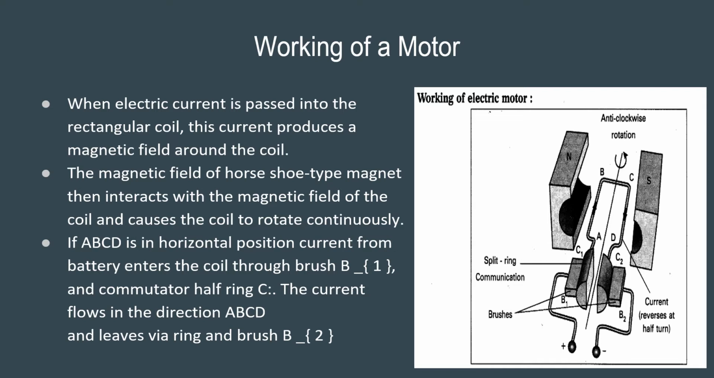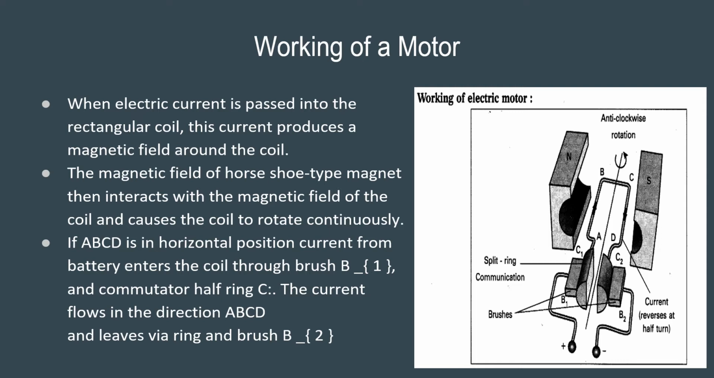Suppose that initially the coil ABCD is in the horizontal position as shown in the figure. On pressing the switch, current from a battery enters the coil through carbon brushes B1 and B2. The current flows in the direction ABCD and leaves via ring C2 and brush B2. In the side AB of the rectangular coil ABCD, the direction of the current is from A to B, as you see in the figure. And in the side CD of the coil, the direction of the current is from C to D, which is opposite to the direction of the current in AB.